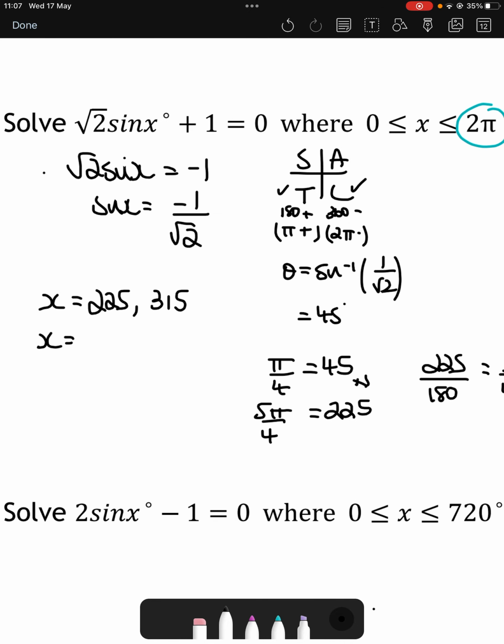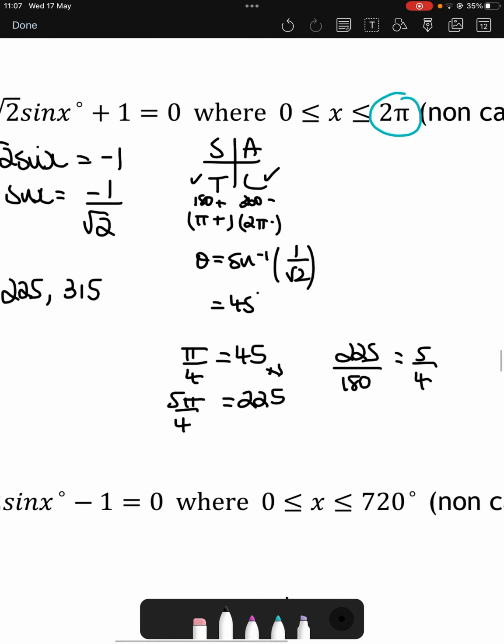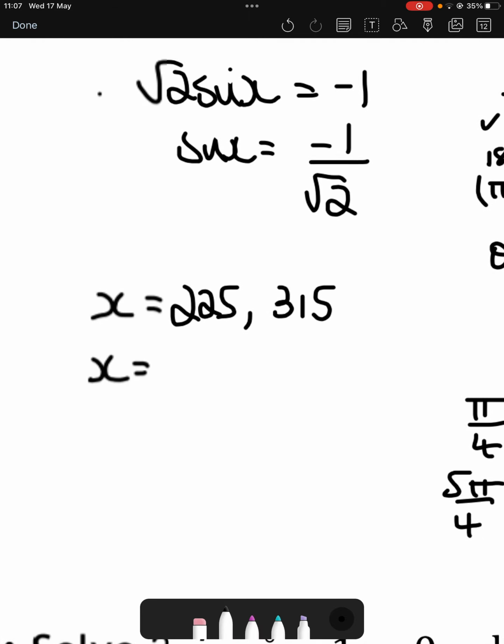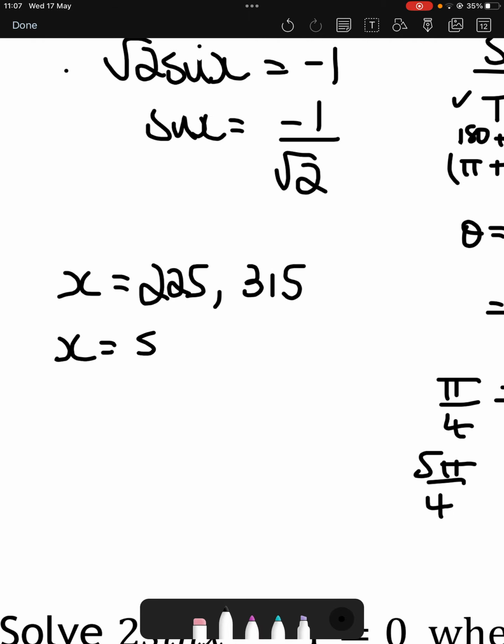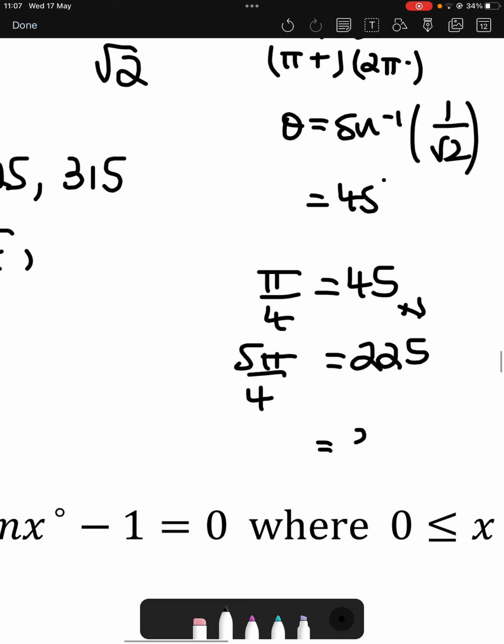Either do 225 over 180 and then simplify it, like divide by 5, divide by 5, or we need to do it all the way down to 5 over 4, or just figure out how do you get from 45 to that. And I'm going to do the same with 315. It's times 7.